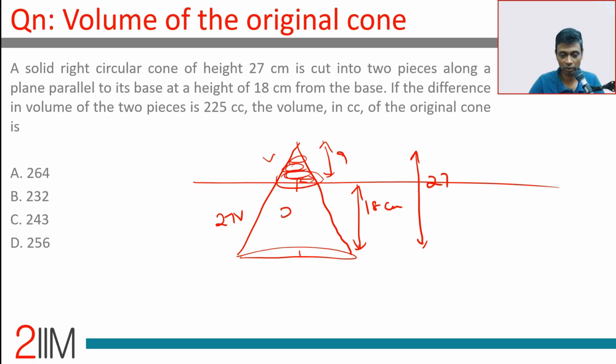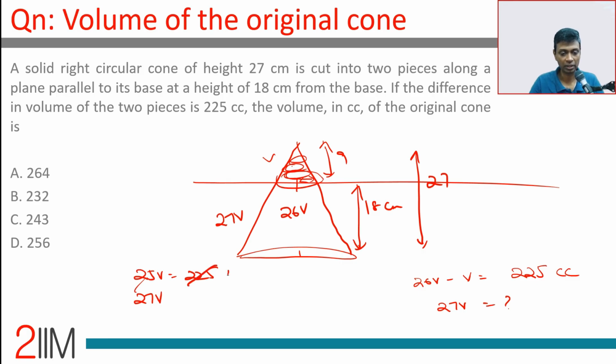This first term's value will therefore be 26V. The difference in volume of the 2 pieces is 225 cubic centimeters. 26V minus V is 225 cubic centimeters. The volume in cubic centimeters of the original cone, that is 27V. What is that? 25V is 225. What is 27V? This is 9. V is 9. 27 into 9, the power of 3, 243.